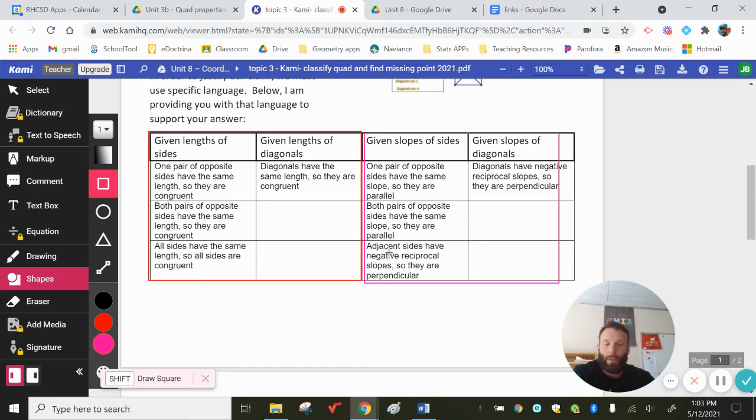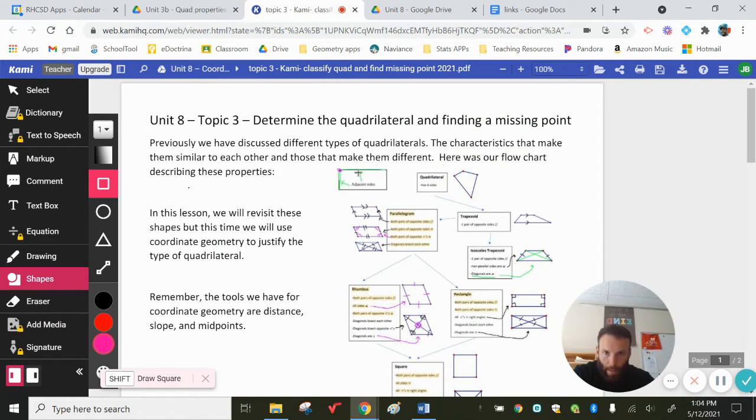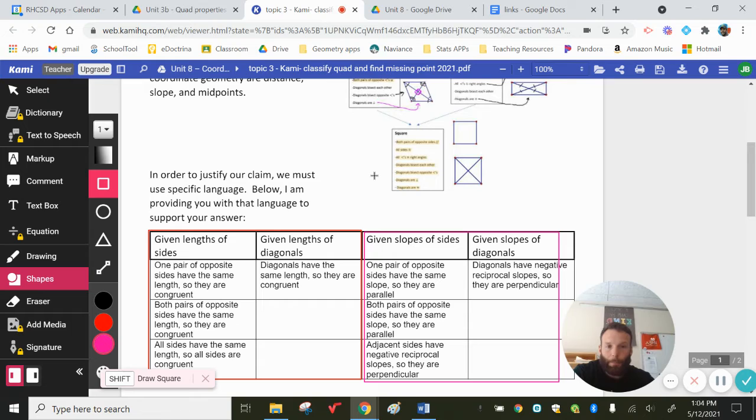Or if, this one's tricky, adjacent sides have negative reciprocal slopes. Now, what does it mean to be an adjacent side? I have a picture right up here in the corner. See, adjacent sides are when two sides meet at one of the vertices of the shape. That's what adjacent sides mean. And if the adjacent sides have negative reciprocal slopes, that means they are perpendicular.